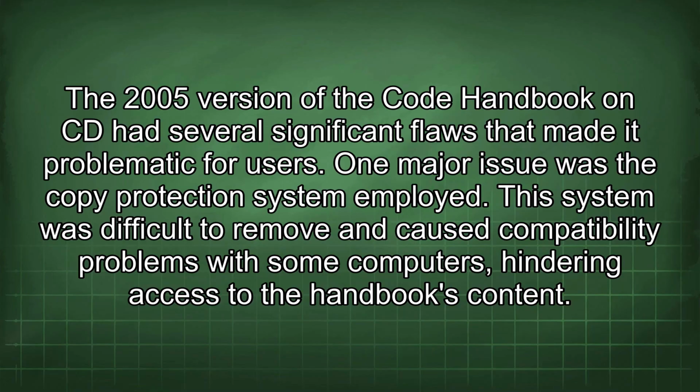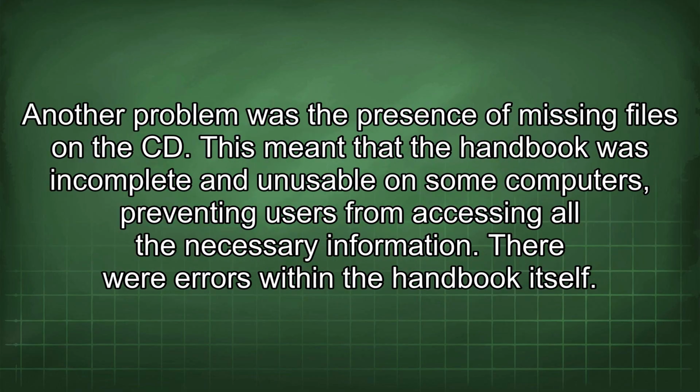The 2005 version of the Code Handbook on CD had several significant flaws that made it problematic for users. One major issue was the copy protection system employed. This system was difficult to remove and caused compatibility problems with some computers, hindering access to the handbook's content. Another problem was the presence of missing files in the CD. This meant that the handbook was incomplete and unusable on some computers, preventing users from accessing all the necessary information.